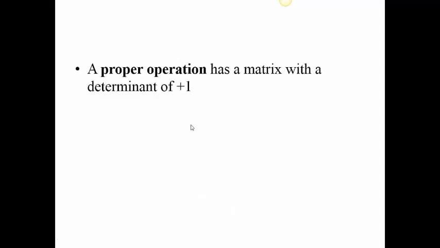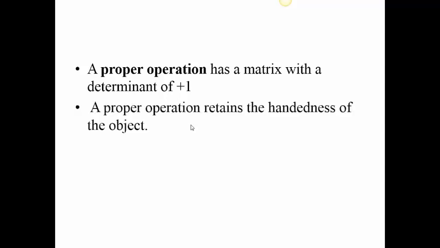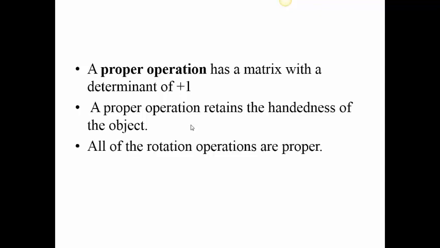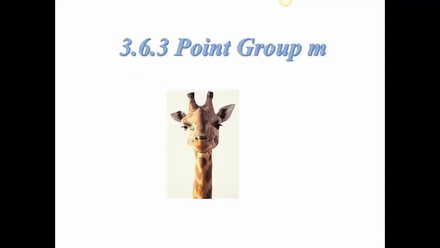Now we have referred to the proper operation. It has a matrix associated with the operation that has a determinant of +1. A proper operation retains the handedness of the object. All of the rotation operations are proper.